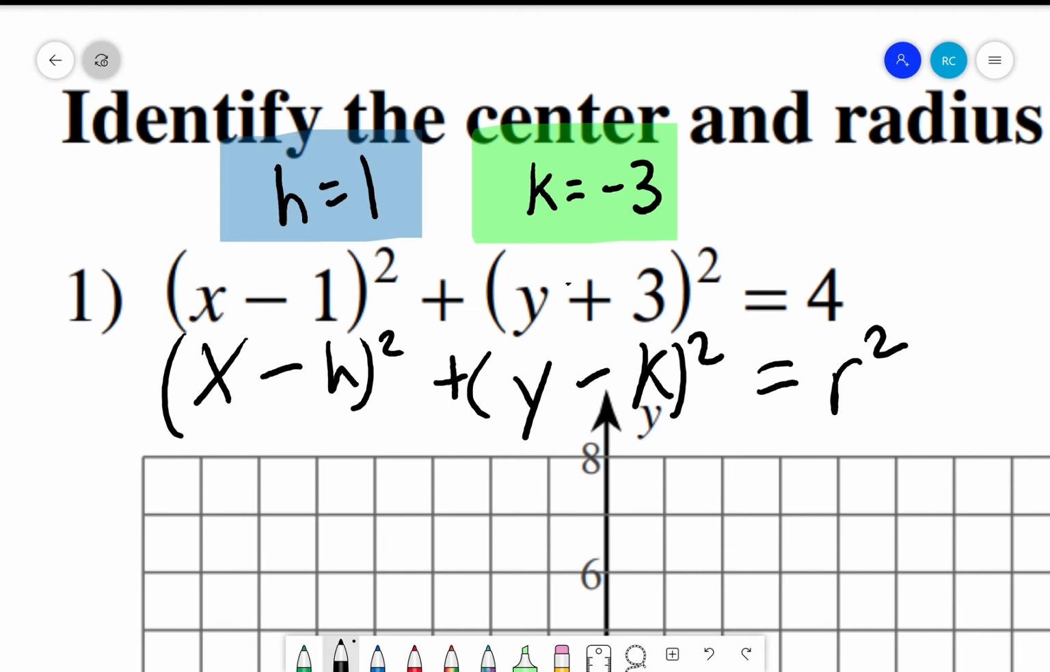Now, looking at the right side, well, let's see. 4 is the same thing as 2 squared. So if 2 squared is the same thing as r squared, then r must equal 2.